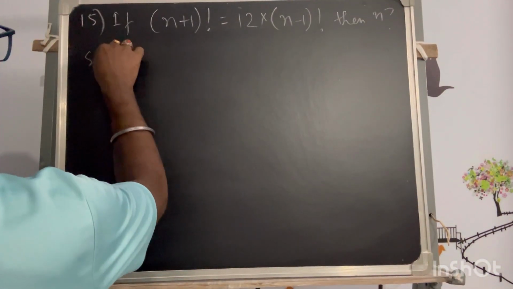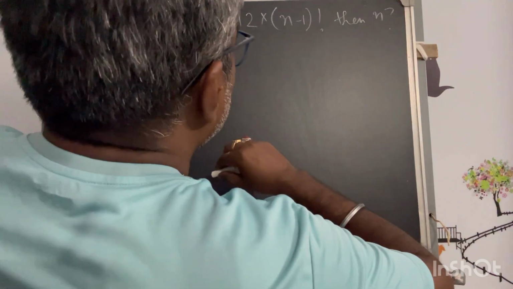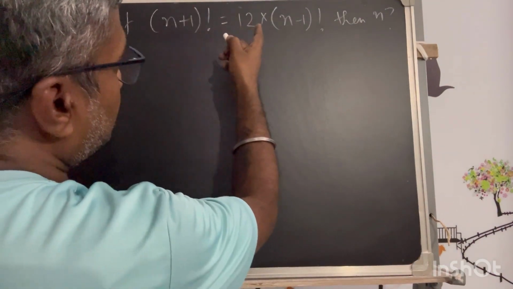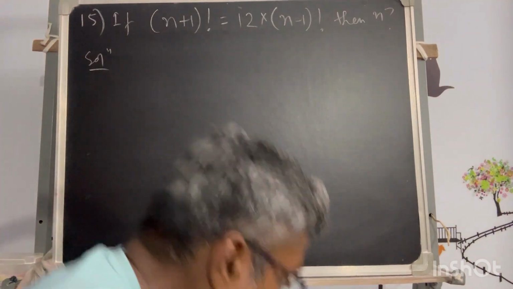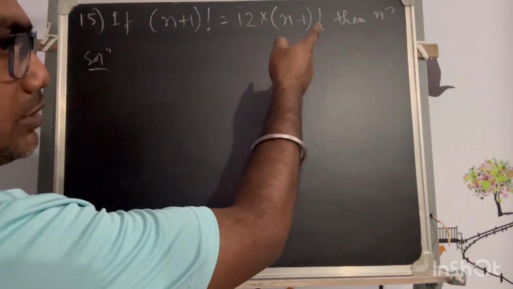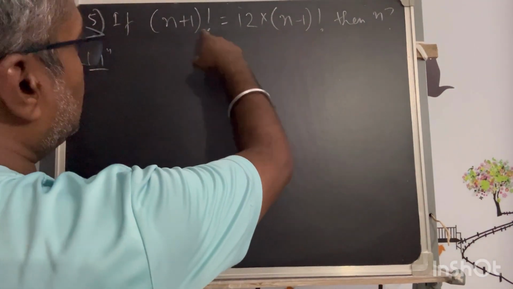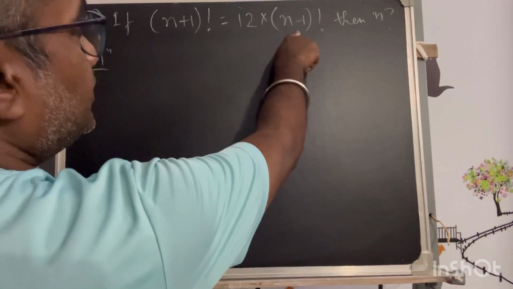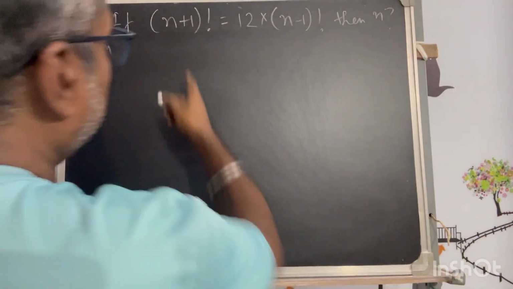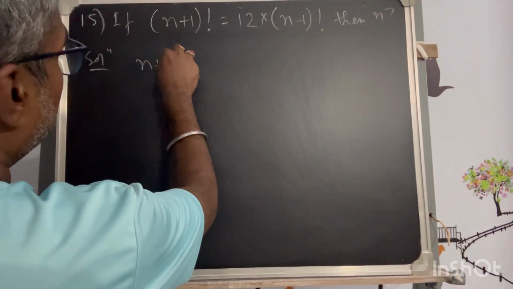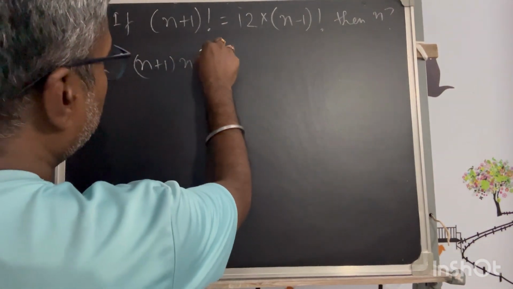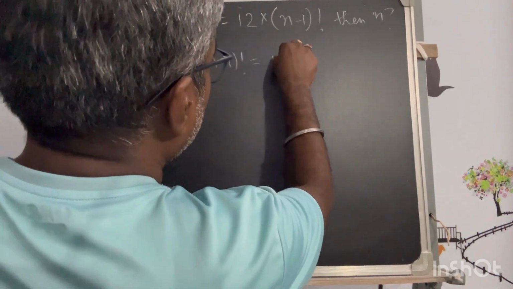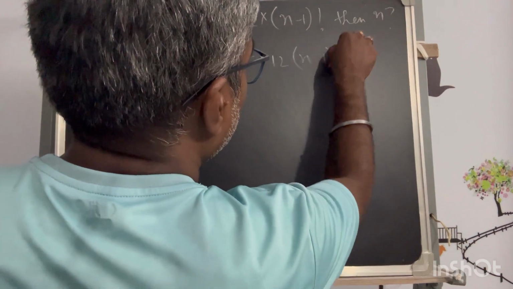So the case will be: this one is a higher natural number than this, because here n is plus 1 and here n is minus 1. So this will definitely be the lower natural number than this. So what I can write, I can bring it to equalize the factorial this side: 12 into (n minus 1) factorial.